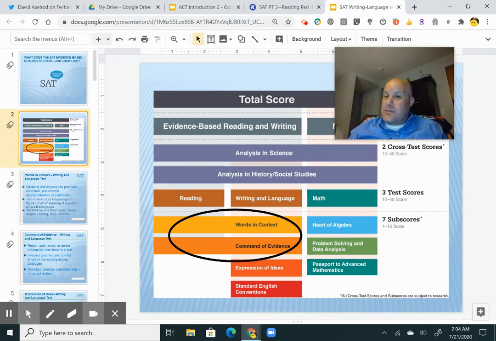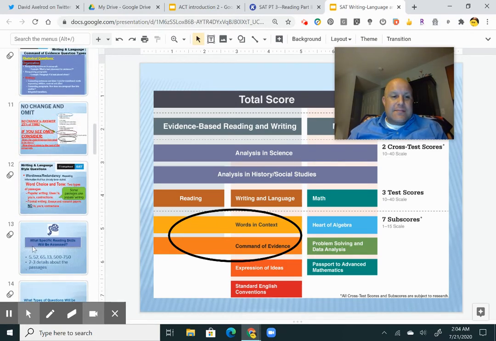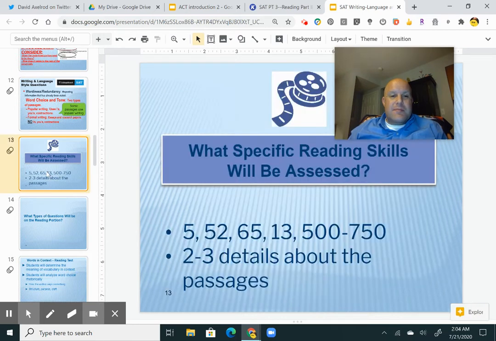Types of questions, just like the writing and language section. Words and context, command of evidence is what we're going to look at. But again, back to our importance, and I'm going to leave myself up here for this part. Back to my importance of timing. Timing being very important. These key numbers here.